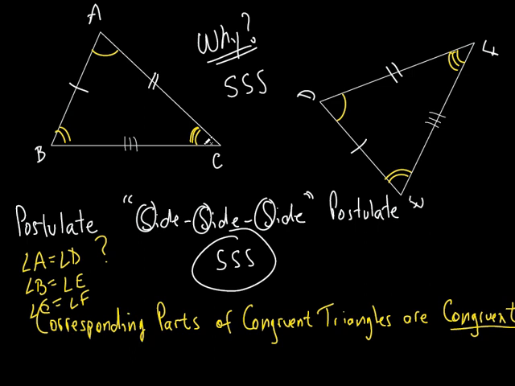And then C. C and F. They match up with each other. They're corresponding angles. Okay, so if they're corresponding angles of congruent triangles, they have to be equal as well.